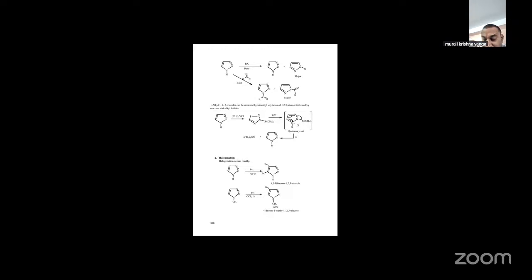Halogenation occurs steadily. When 1,2,3 triazole reacts with bromine at 500 degrees Celsius, 4,5-dibromo 1,2,3 triazole formation takes place. And when 1-methyl 1,2,3 triazole reacts with bromine in CCl4 on heating, then 4-bromo 1-methyl 1,2,3 triazole formation takes place.